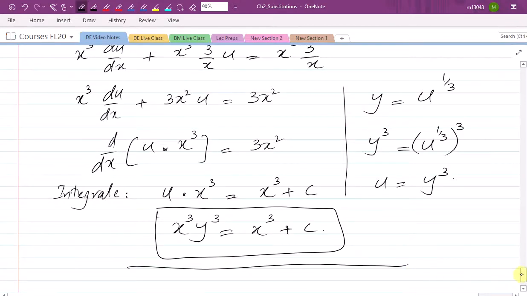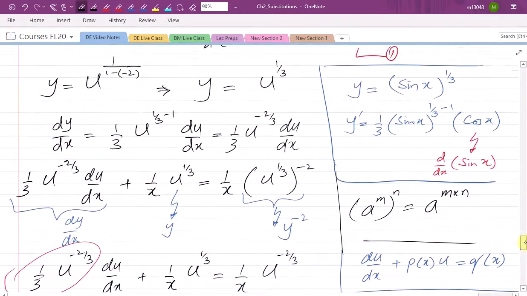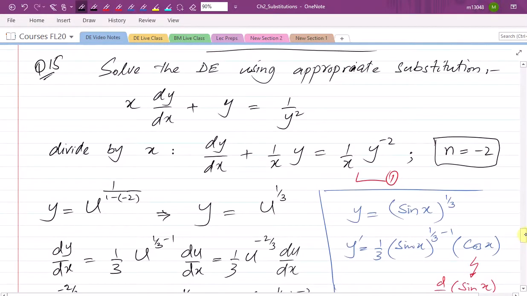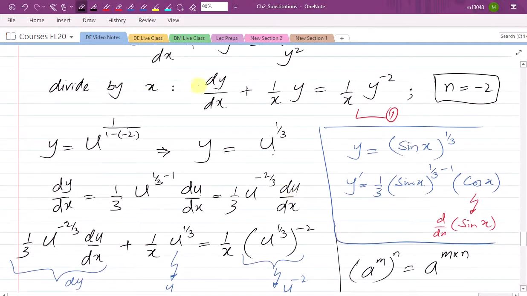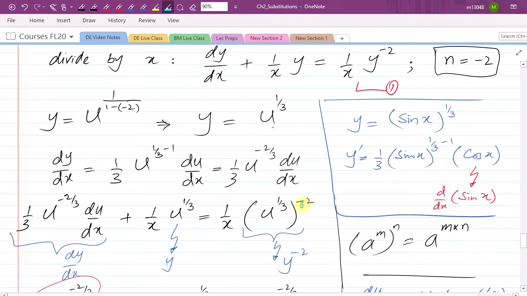Right. So there are 2 questions in one. Actually, it's a little lengthy question. In the first part of the question, we divide by x to make the standard form and then use this minus 2 here as an n to construct a substitution. Then we take the derivative using chain rule, put the derivative and the value of y in these 3 locations, here, here and here: dy by dx, y and y power minus 2.